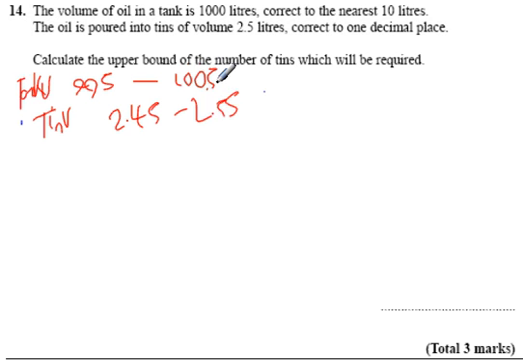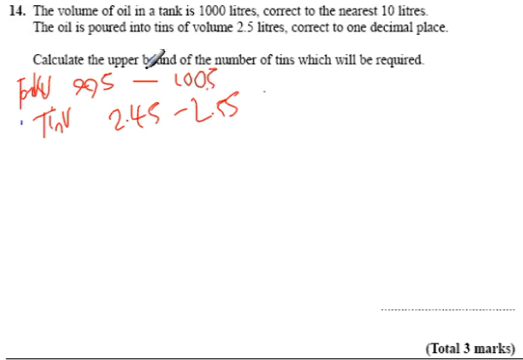Now to work out the number of tins required, it's going to be the volume of the oil in the tank divided by the volume of the tins. So normally, if it was just a tank has 1,000 liters in it, each tin has 2.5 liters. How many tins do we need? We do 1,000 divided by 2.5, and we'd get 400, and that would be the answer.